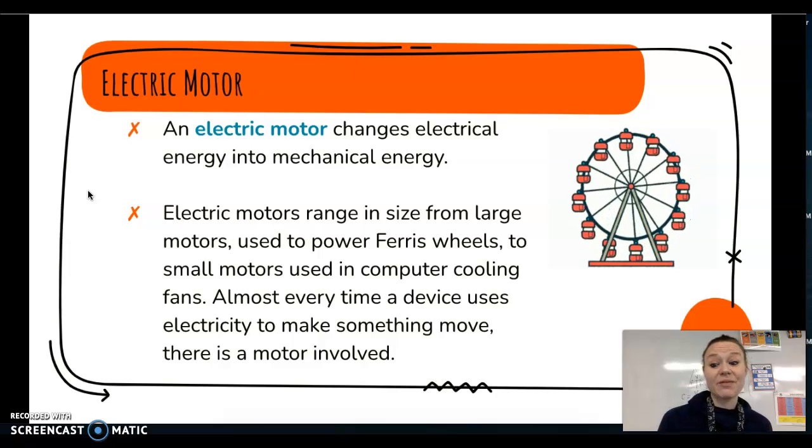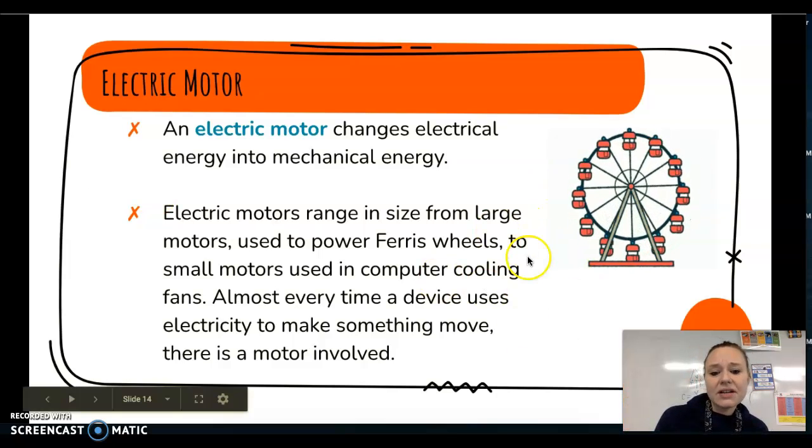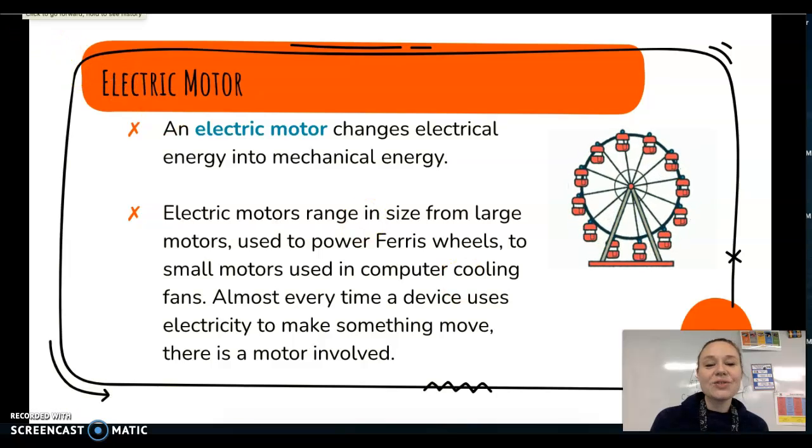So remember when we talked about forms of energy. Electric motors range in sizes from the largest things to small things. We can power Ferris wheels, and we can use these devices to power our motors, to have a motor.